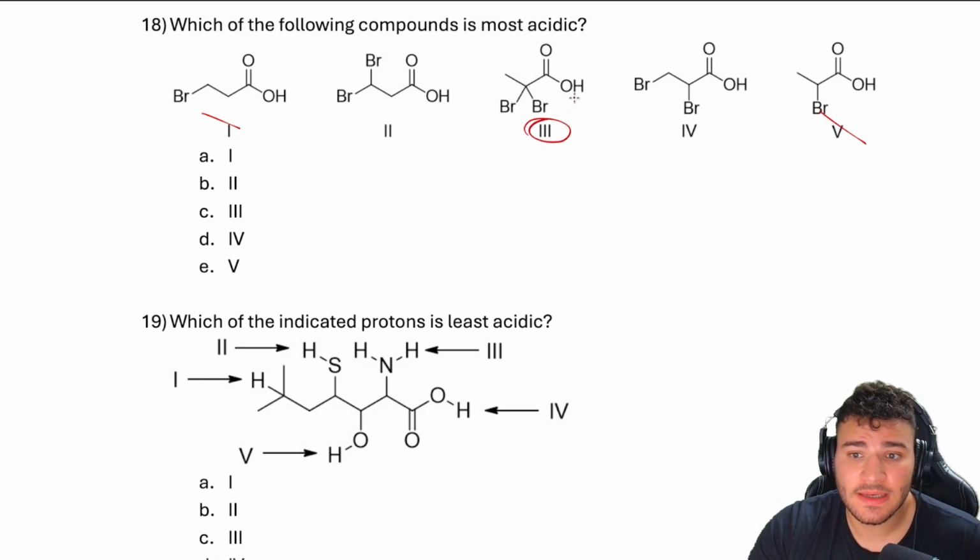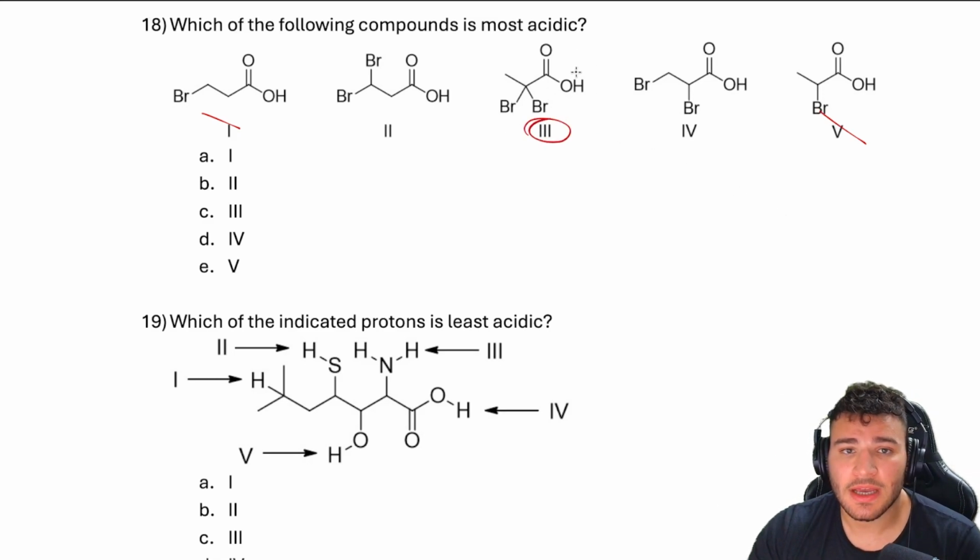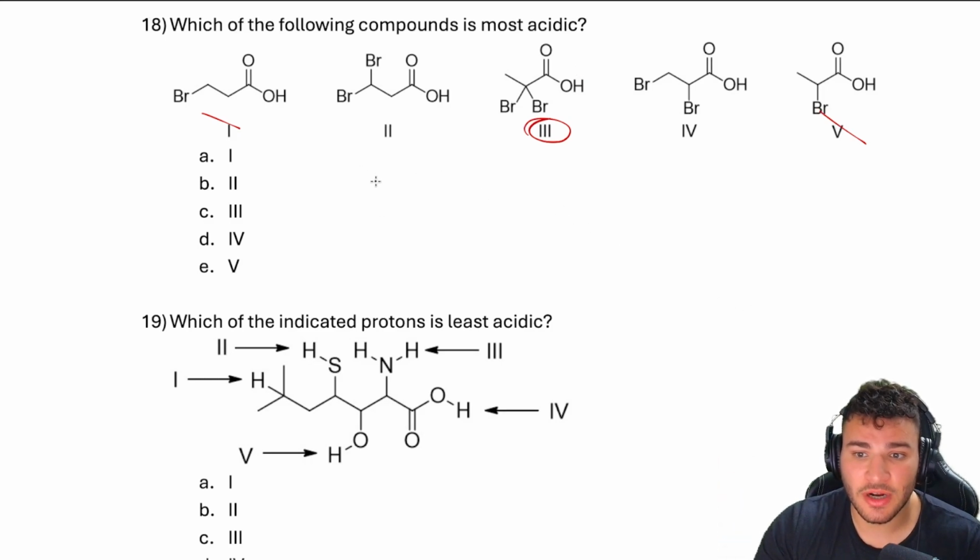We have both of the bromines as close as possible to the oxygen, meaning that they have the most effect inductively, right? And so our most acidic structure is going to be structure 3.